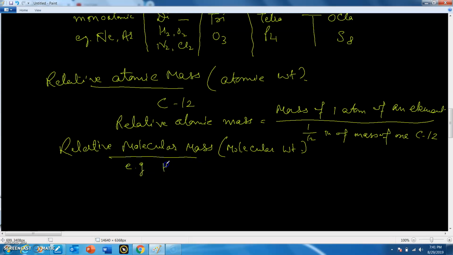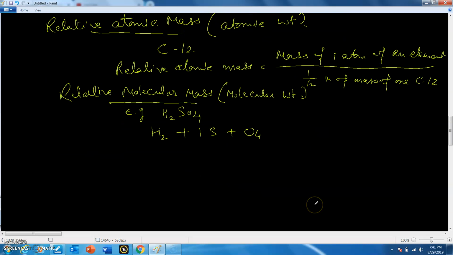Let's see the example H2SO4. How will we calculate the molecular mass of sulfuric acid, H2SO4? As the formula indicates, it has 2 hydrogen, 1 sulfur and 4 oxygen. Now we know the number of atoms in sulfuric acid. First we have to know the atomic masses: hydrogen is 1, sulfur is 32 and oxygen is 16.